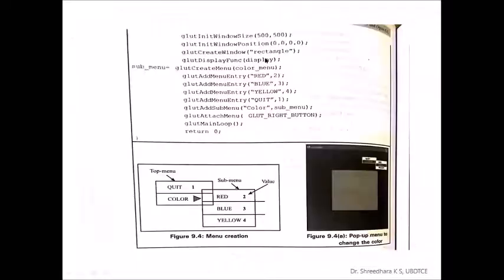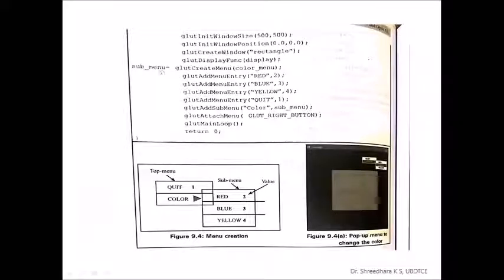In the main program, as usual, glutInitDisplayMode with GLUT_SINGLE and RGB. The window size you are creating is 500 by 500, then the window position. Then the glutDisplayFunc. Display is the function where you draw your picture.